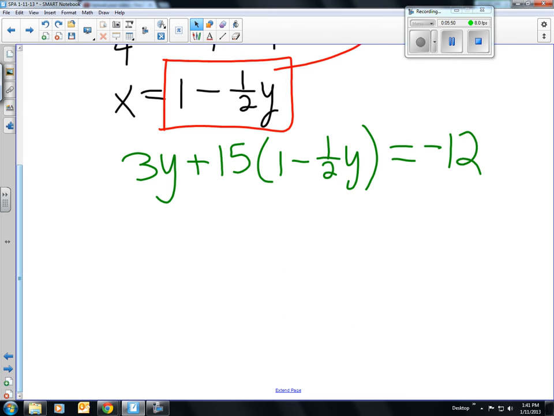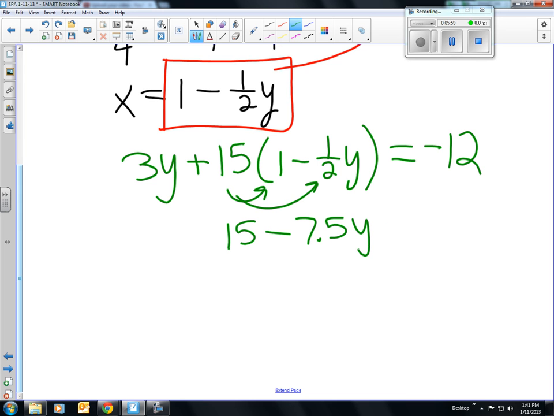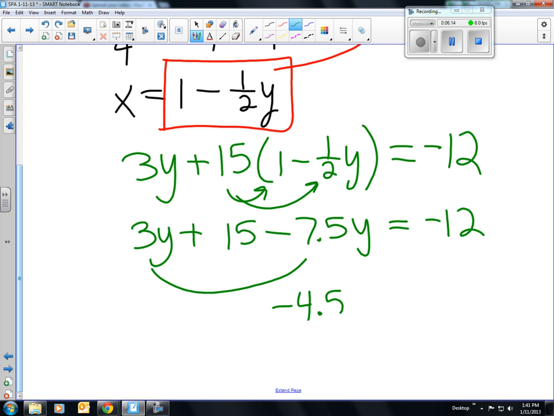So let's go ahead and go through that. You'd use the distributive property here, so you have 15, and then use the distributive property here, you're going to get minus 7.5y equals negative 12. You got plus 3y. And then you're going to combine the like terms, so 3y minus 7.5y is going to be negative 4.5y. Still got the 15 equals negative 12.